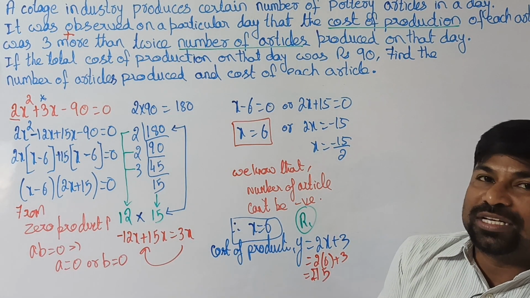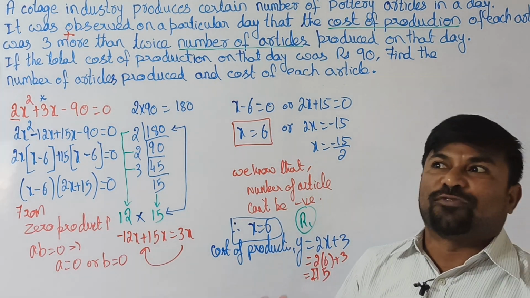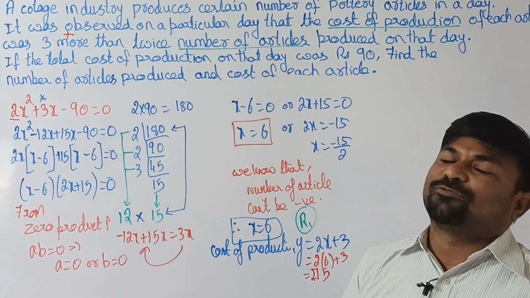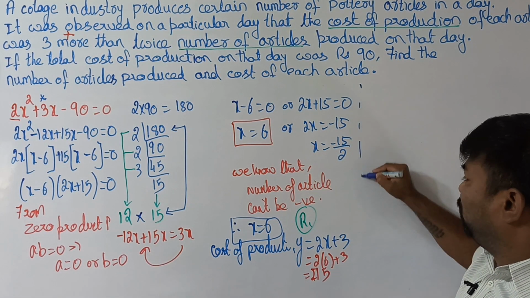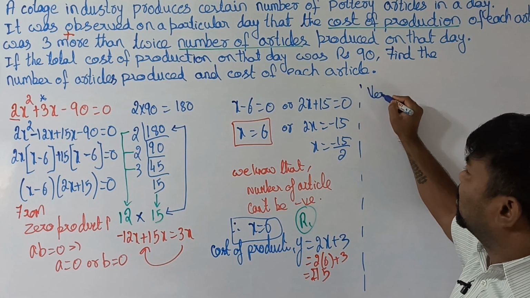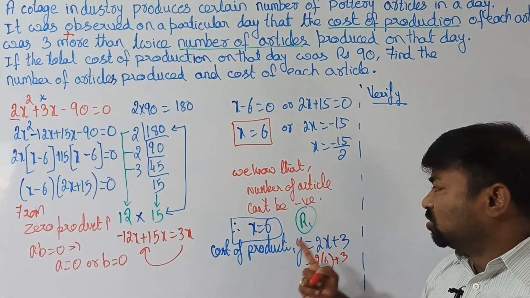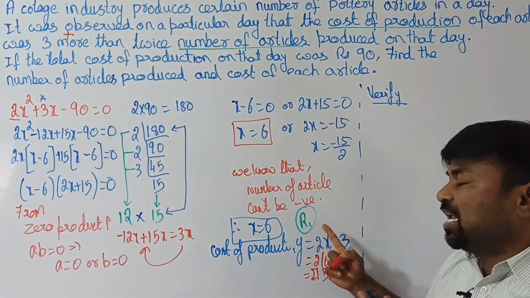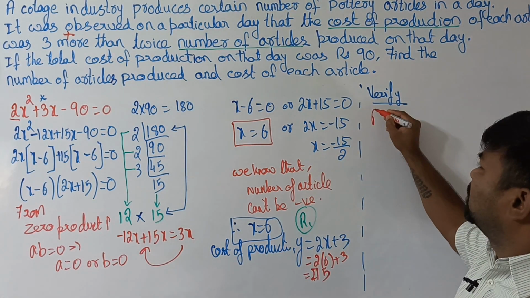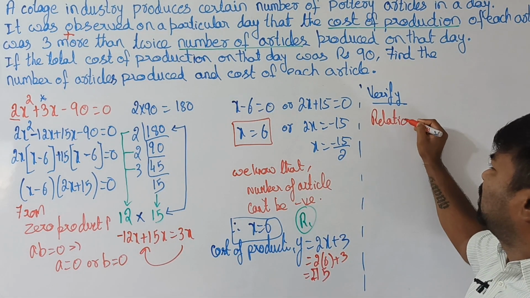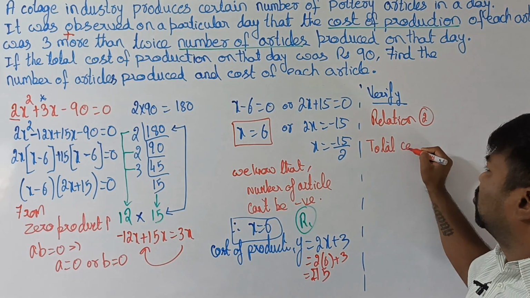So what's the number of articles? Number of articles is 6 and cost of production is rupees 15 for one article. But until and unless you verify, we can't be satisfied. How to verify? We have found the cost of production from relation 1. Therefore, go to relation 2. What is relation 2 that he has given?